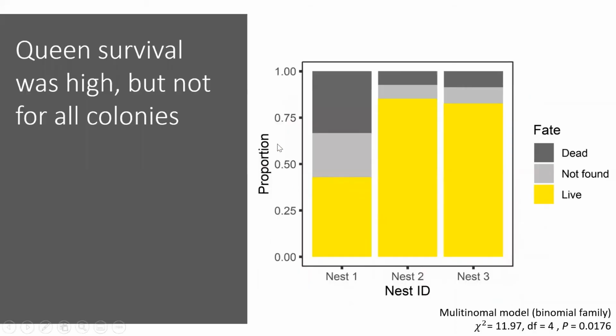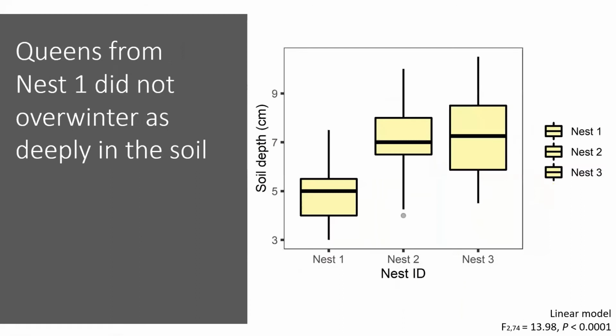If we compare the survival of queens from each one of our nest sites, we see that there's a lot of variation. Queens at nest site number 1 did not survive as well as queens that surrounded nest site number 2 and nest site number 3. Only 42% of queens really made it through the winter at nest site number 1, whereas 85% of queens made it through the winter around nest sites 2 and 3. And I want to talk a little bit about why that might be.